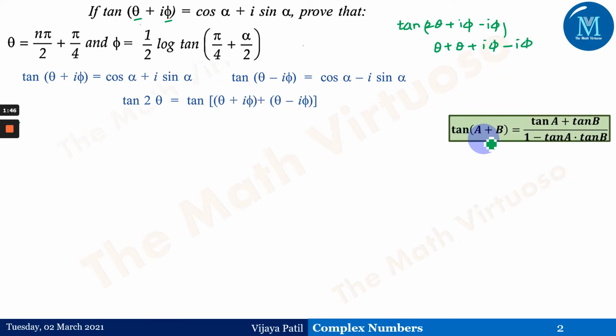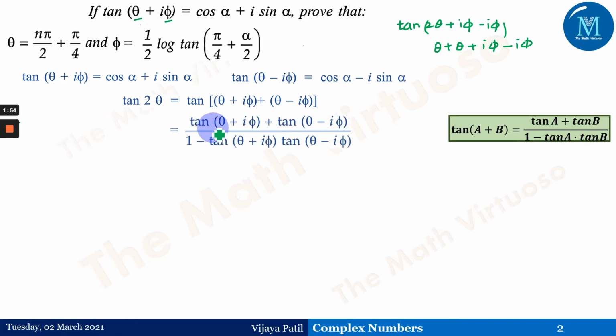Now we know the trigonometric formula for tan of A plus B is tan A plus tan B upon 1 minus tan A into tan B. We are using this here, where capital A is theta plus i phi and capital B is theta minus i phi. Accordingly, we find tan A plus tan B upon 1 minus tan A tan B, as I have given you here on the right hand side.